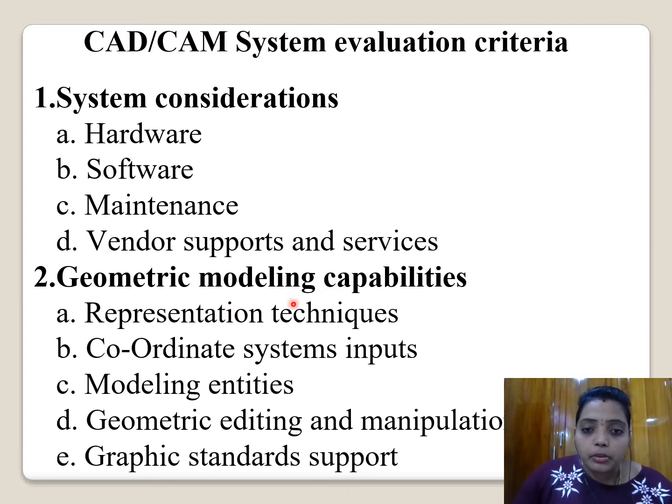After that, geometric modeling capabilities, which means we will develop the model of the object by using different techniques. Let us see what those techniques are. First one is the representation techniques. First we will represent the object shape. After that, coordinate system inputs. After the representation, we will add coordinates. Coordinate system means 2D and 3D. These all will come under the coordinate systems. By using those, we will add the design to the basic diagram.